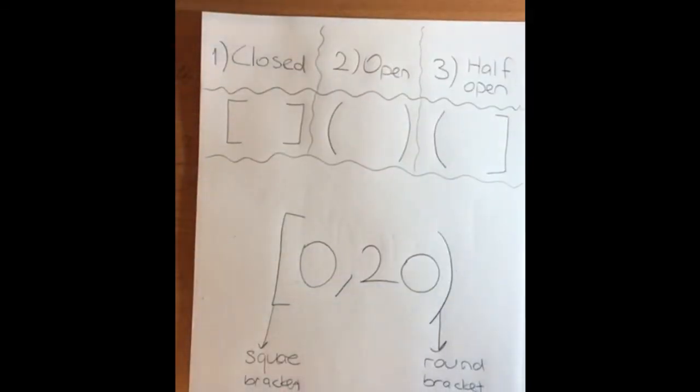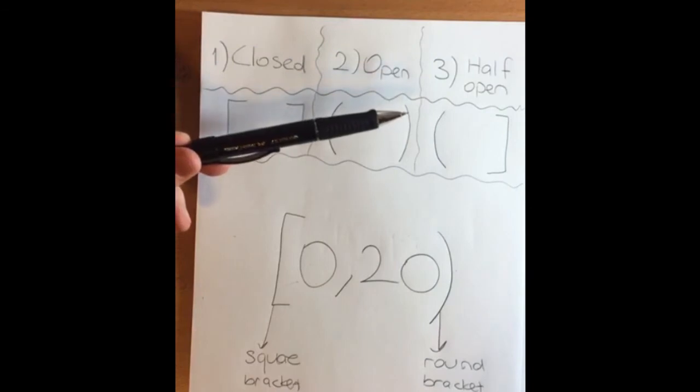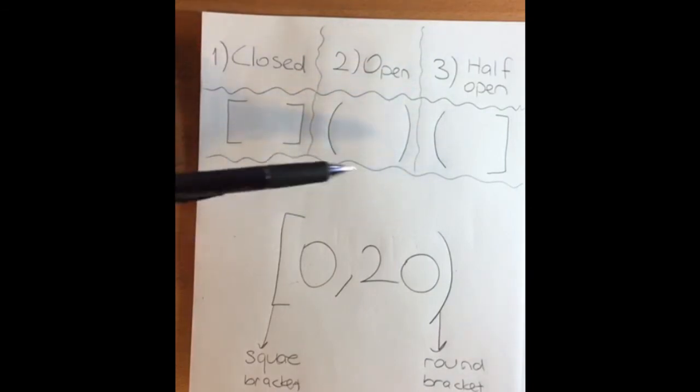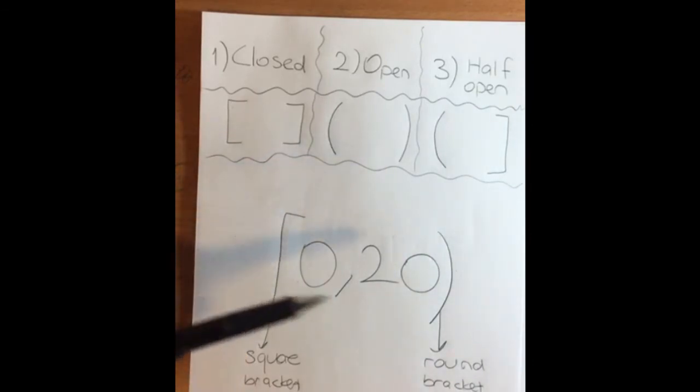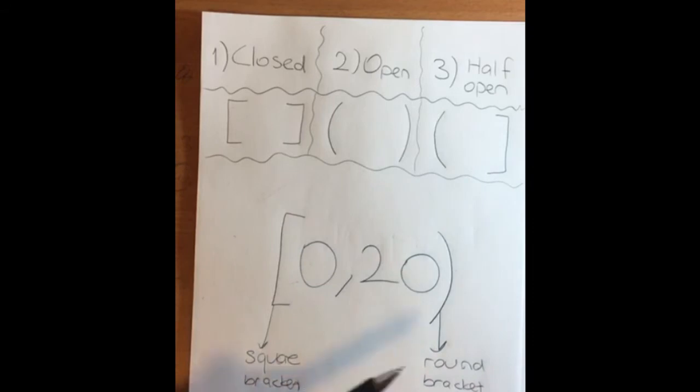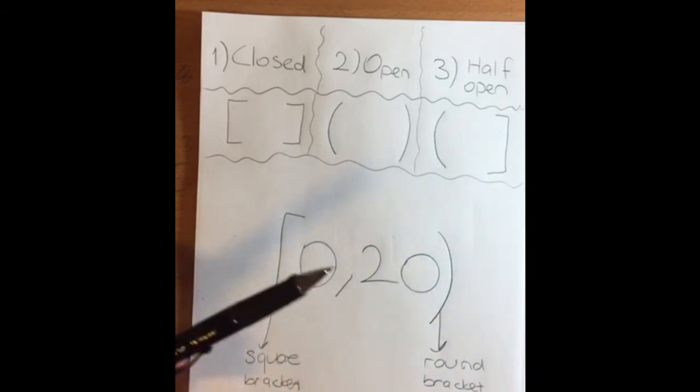In the half open intervals, we use one square bracket and one round bracket, as we can see in this example. It doesn't matter where we use the square bracket or the round bracket. We can use them in the beginning or at the end of it.